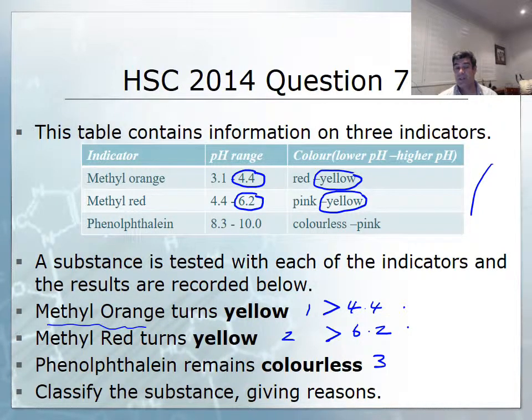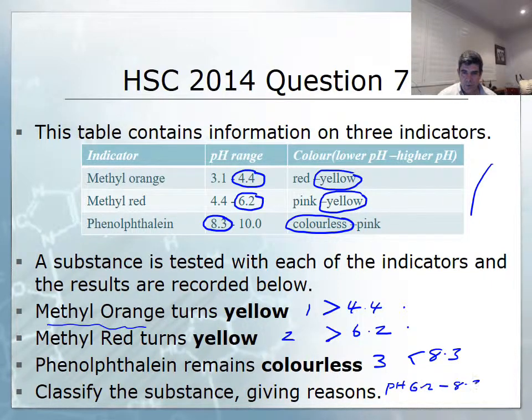When we look at the third statement, phenolphthalein remains colorless. So if it remains colorless, colorless is here. So that means it's in the bottom part of the range, therefore it's less than 8.3. This means that our pH range must be between 6.2 and 8.3. So this is a reasonably neutral solution.